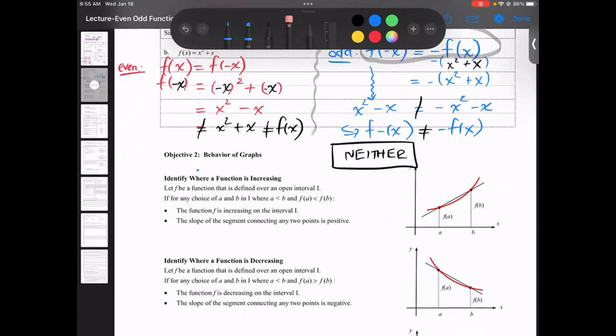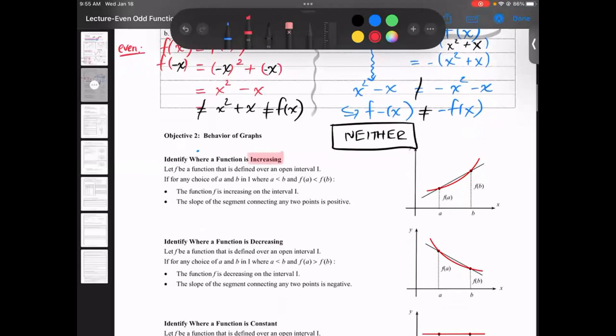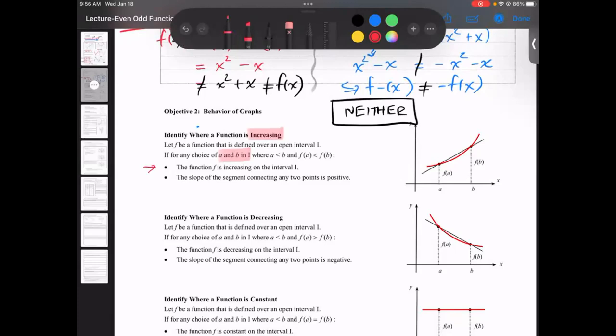Let's talk about increasing functions. If I have the function f, and I choose the interval ab. ab could be any numbers, from 3 to 5, negative 10 to 9, something like that. They call it ab in general. Then if a is less than b, it means f of a is less than f of b. Think of a as your x1, b is your x2, f of a is your y1, and f of b is your y2. Then the function is increasing over the interval, and the slope of the segment is positive. It's increasing, so it's positive.